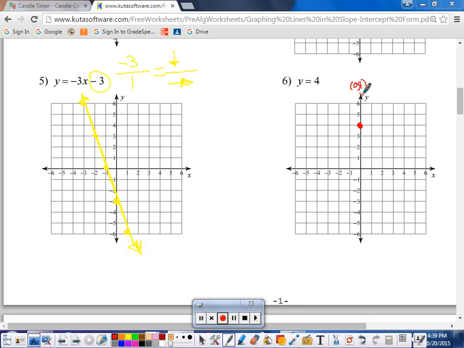But is that the only point that has a 4? No, I can go right here to (1, 4). That has a 4. (2, 4). That has a 4. (3, 4). That has a 4. So basically what I'm getting is this horizontal line wherever y is equal to 4. It doesn't matter what x value I put in. It could be 1, 2, 3, 4, 5, or 6. It doesn't matter what number I have on the x. My y will always be up here at 4. So this is one of those special cases where you get a flat horizontal line. You connect all your points, and there you go.